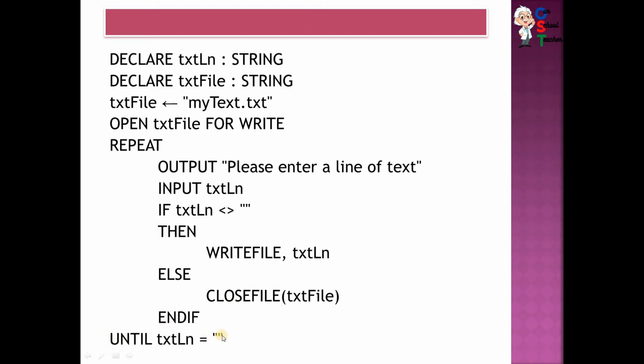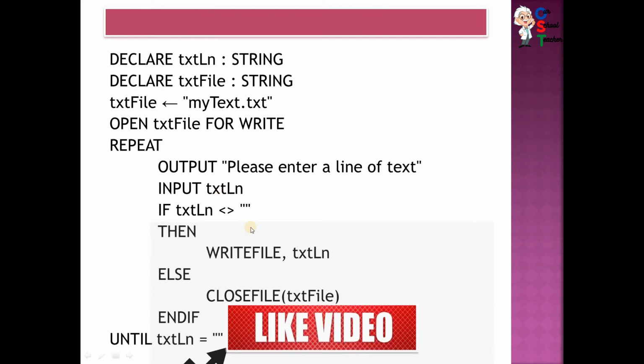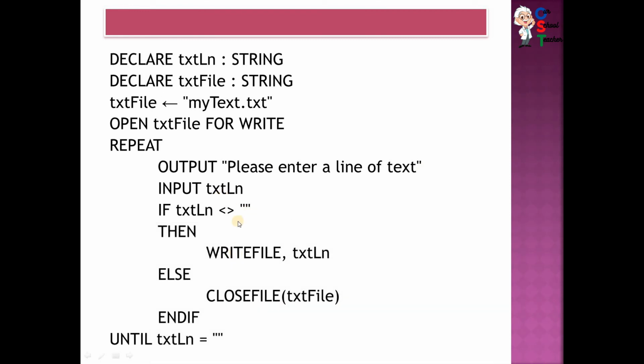And then it will come here. If nothing has been entered, only an empty string has been input, then in that case, the loop will be ended and this will close. Otherwise, if something has been entered, then it will take input again and show the same message and take input again. It will check again and write it if there is some string. Otherwise, it will close the file and the loop will end. So this is how this algorithm can be used to open a file in write mode and to enter some lines of text in it.